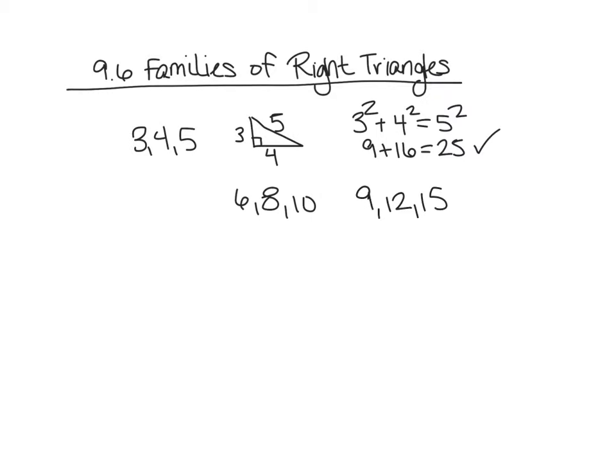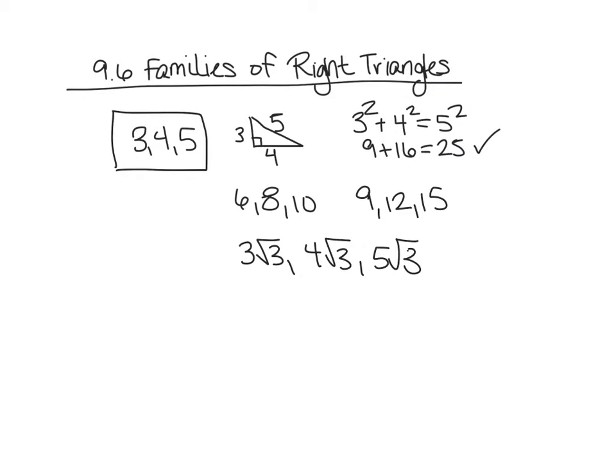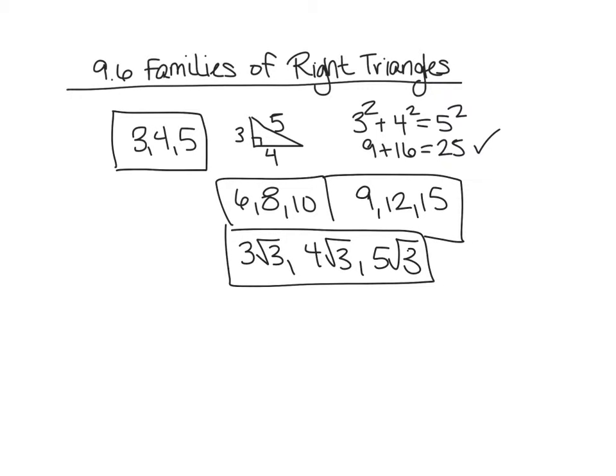Another family that might not be as obvious, but it would still be part of the 3, 4, 5 family, would be 3 root 3, 4 root 3, and 5 root 3. So all 3 of these would be part of the 3, 4, 5 family. And like I said, there's an infinite number of possibilities. All right, your next family. I'm actually going to highlight this one in yellow because that's the main family.